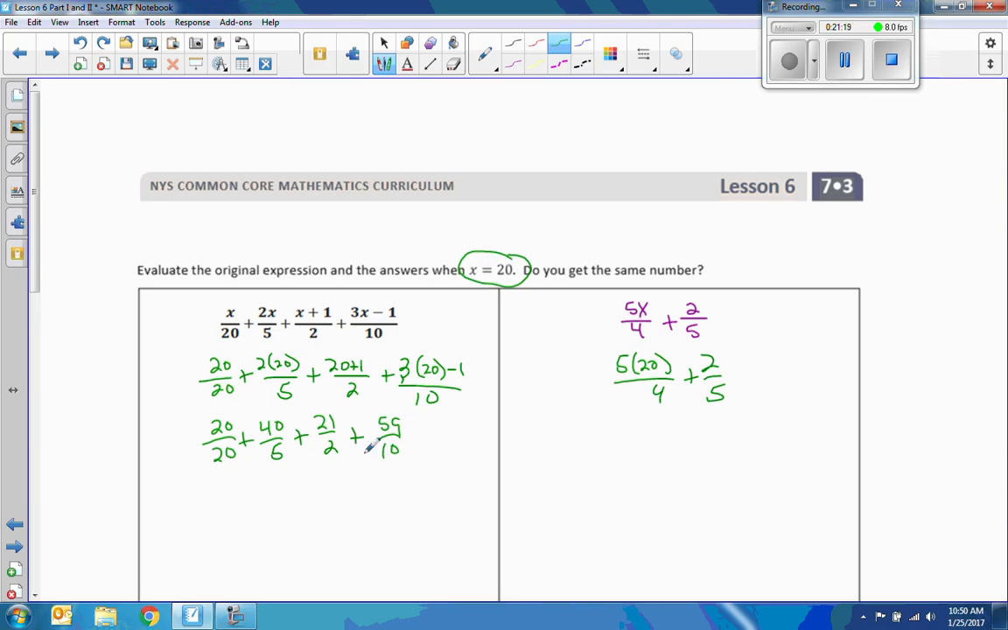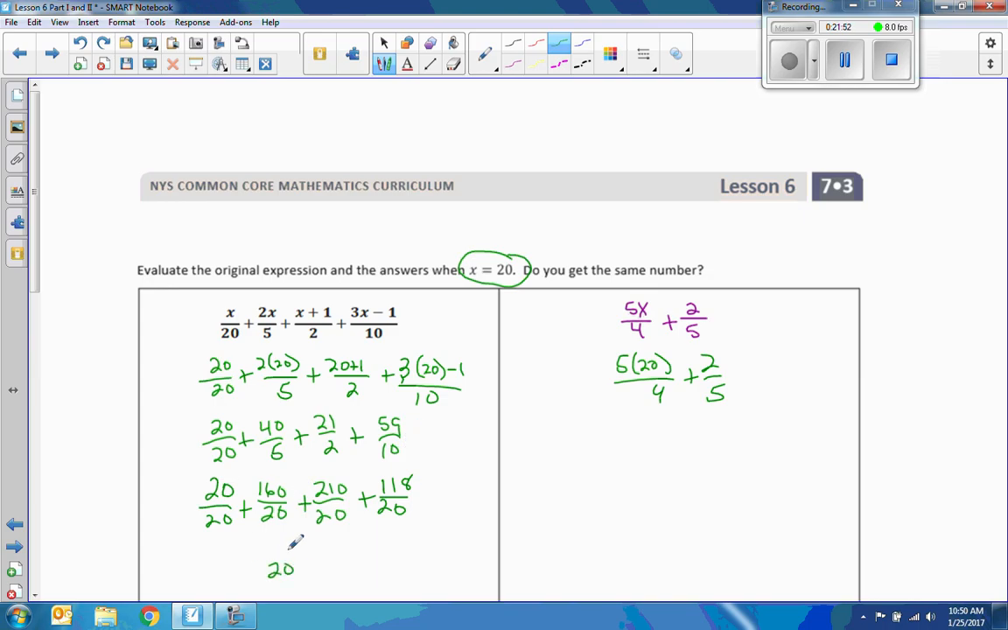All right, so I've got common denominator 20. So 20 over 20 doesn't change. Plus, this has to be a 20 and I had to multiply it by 4. That'll give me 160. Plus, this has to be a 20, so I multiplied by 10, which is 21 times 10 is 210. Plus 20 here, I had to multiply by 2. 59 times 2 is 118. Okay. If I did my math correctly, 59, 5 times 2, 60 times 2 is 120 minus 2, yes.